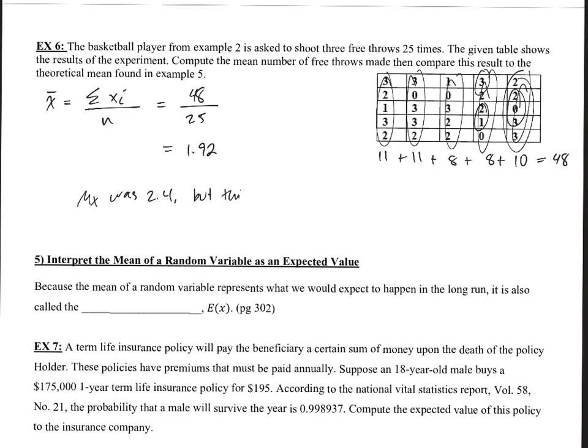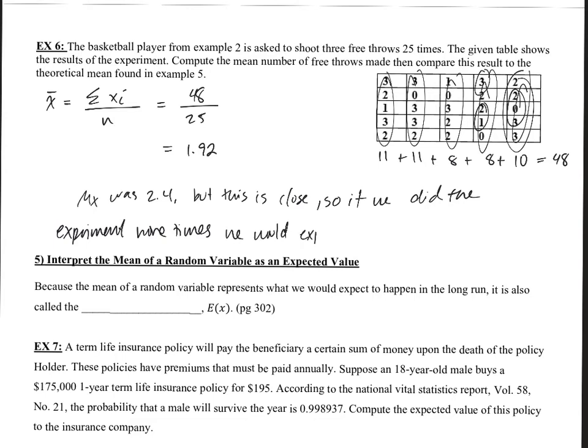But this is close. So what would we do? We would expect, if we did the experiment more times, like maybe 100 times, we would expect x bar to be closer to 2.4, which is the theoretical mean.